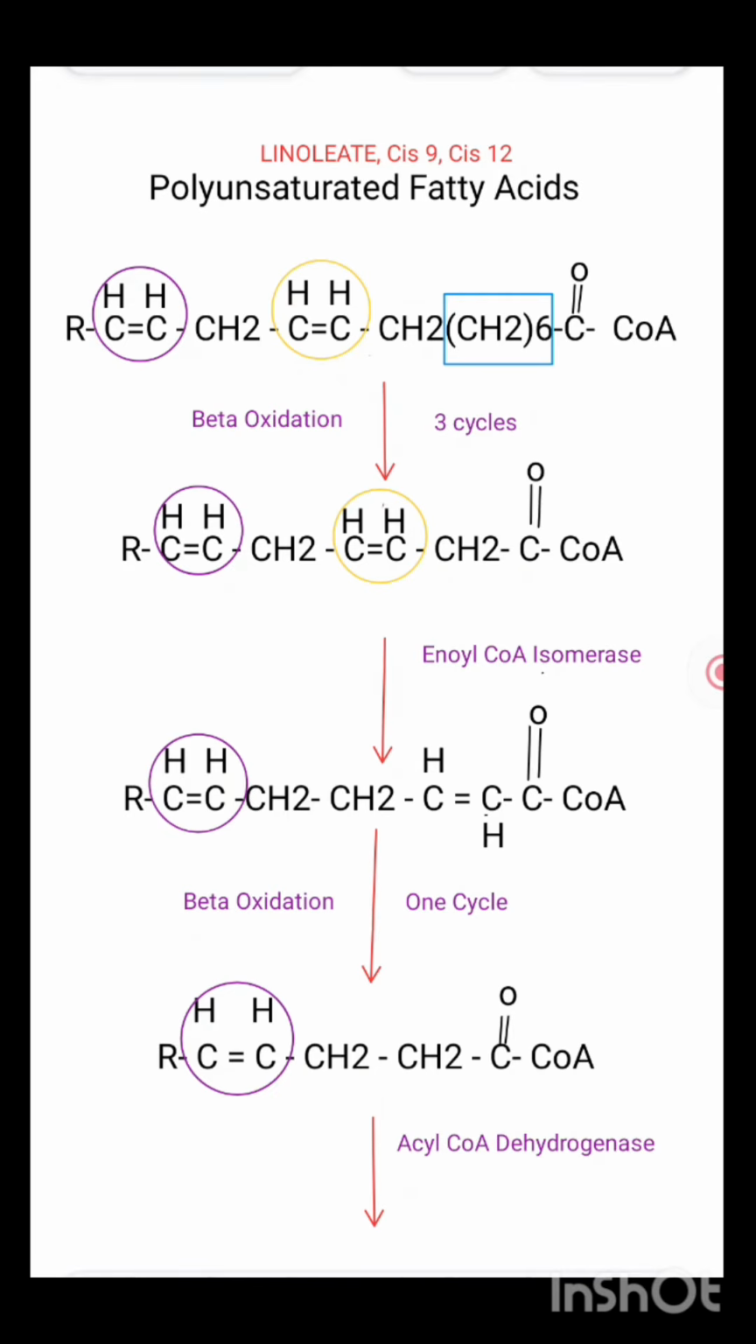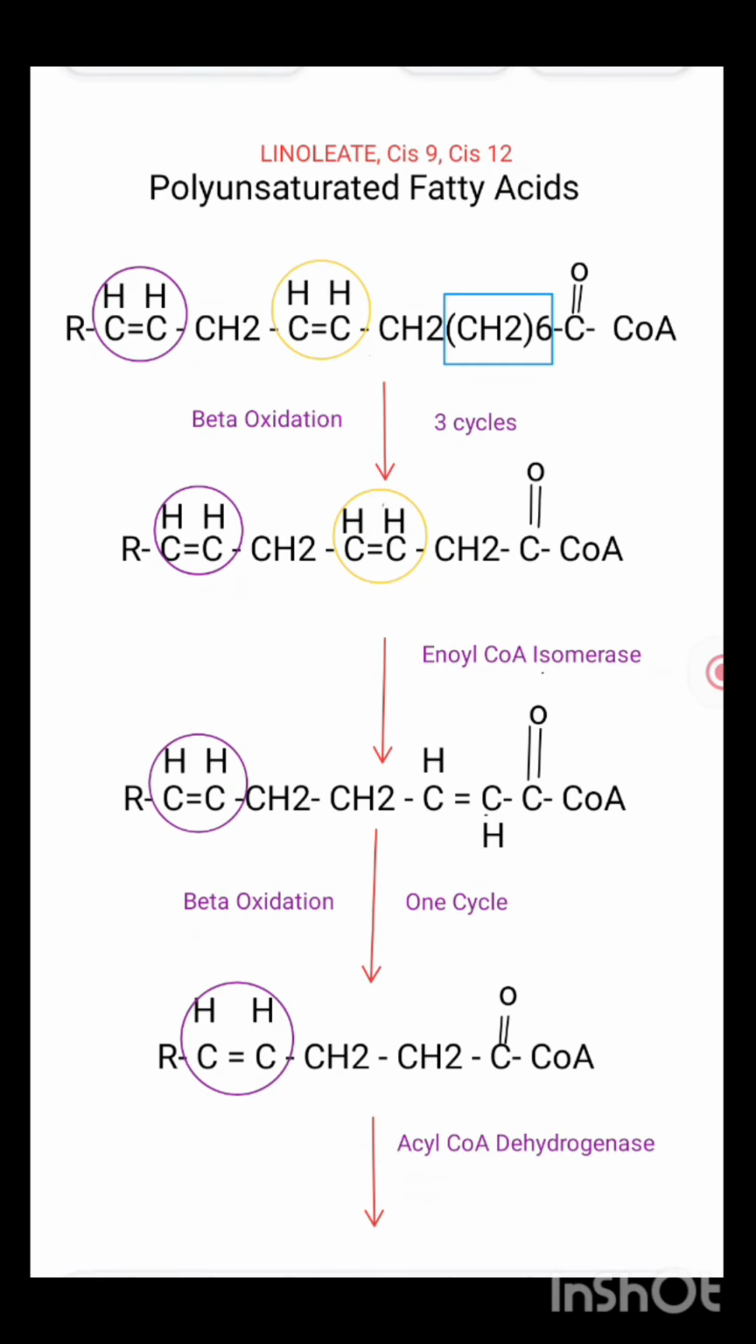Now remember what we said? Once we encounter the cis double bond, this is the guy that we bring in, enoic-CoA isomerase. What is the role? Change this cis double bond into a trans double bond.